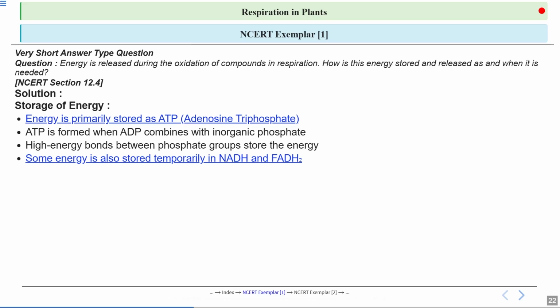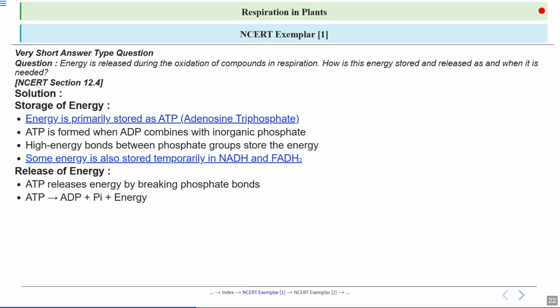Now, some energy is also stored temporarily in molecules like FADH2 and NADH. So we have energy stored in ATP as well as temporarily in NADH and FADH2. Now, if we talk about the release of energy, ATP releases the stored energy by breaking the phosphate bonds. This is a controlled process ensuring energy is released only when the cell needs it.